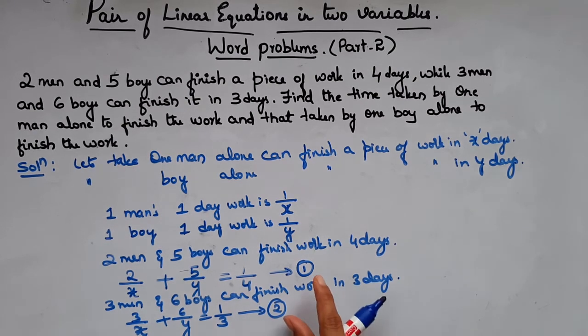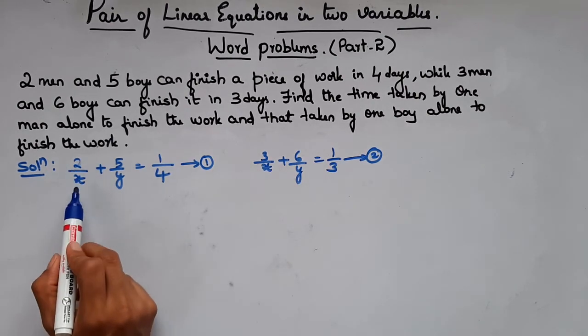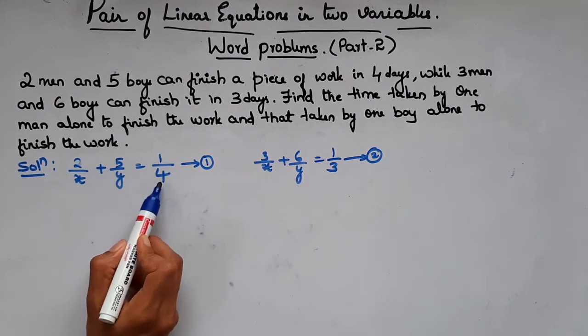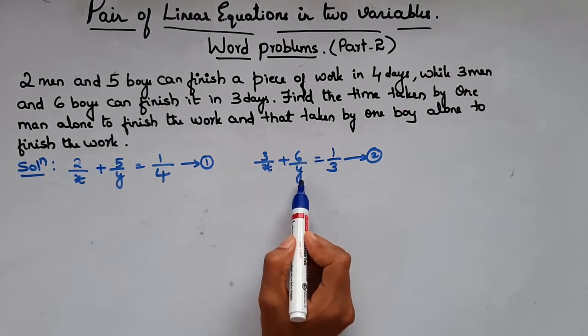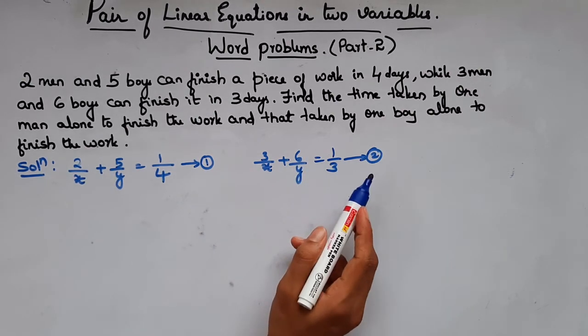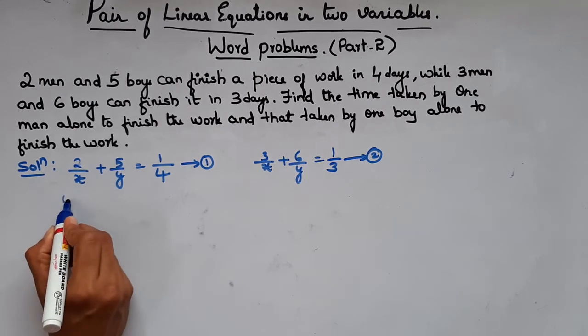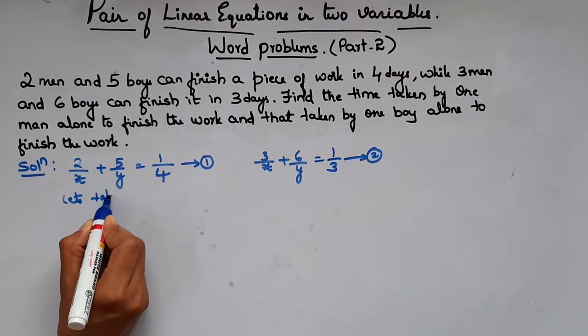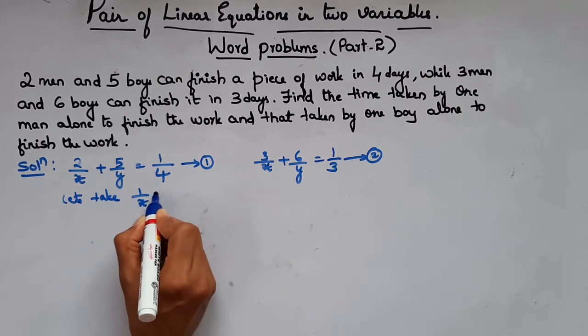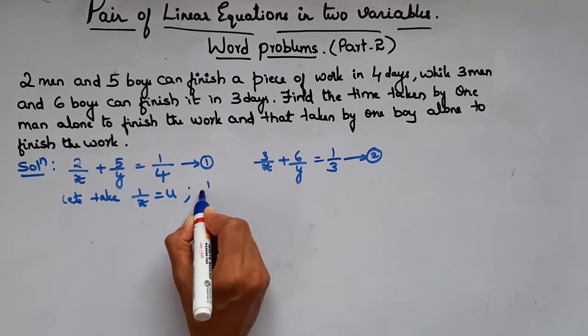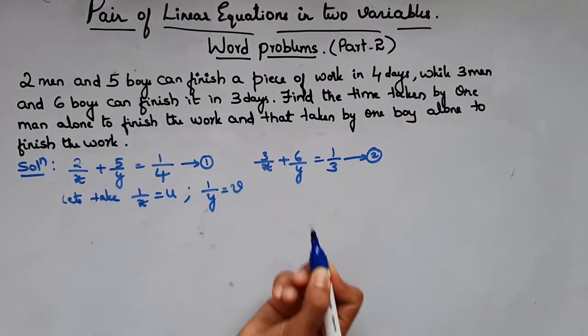So now we have to solve these two equations, but before that, pause the video and note this down. We have two equations: 2/x + 5/y = 1/4 and 3/x + 6/y = 1/3, right? So here let's take 1/x as u and 1/y as v.